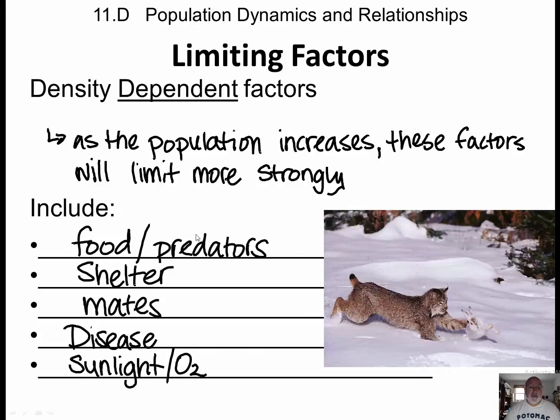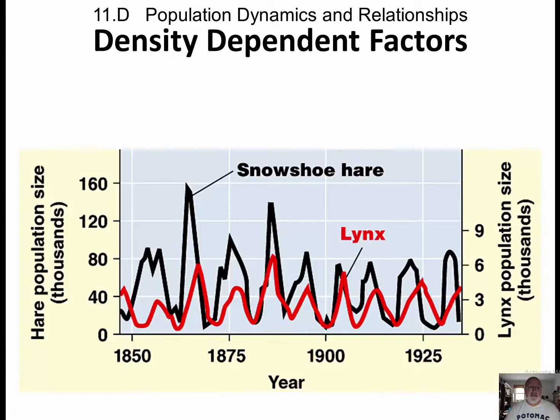And there are things like food and predators. So if there's more food for the bunnies, we get more bunnies. If there are more predators, we get fewer bunnies. Shelter goes up, we get more. Shelter goes down, or it's under more competition, populations go down. If mates go up, so does the population. If mates go down, they don't. Then disease, light or oxygen factors. Water could be in there as well. Those are all dependent factors. Here's a dependent factor. I've showed this before. I don't remember exactly when, but we talked about the rabbits going up.